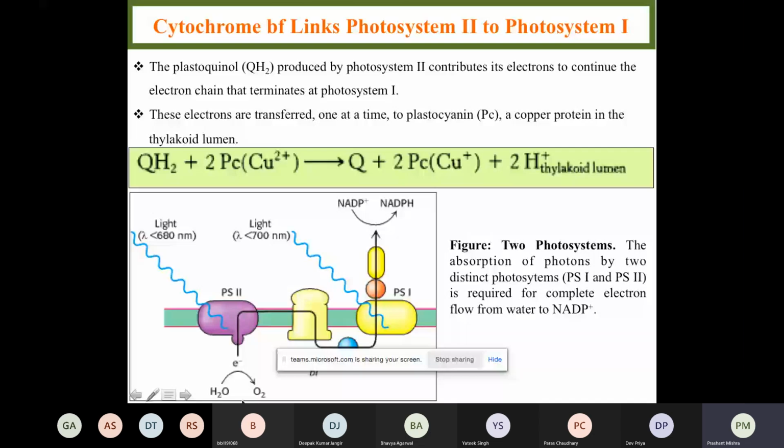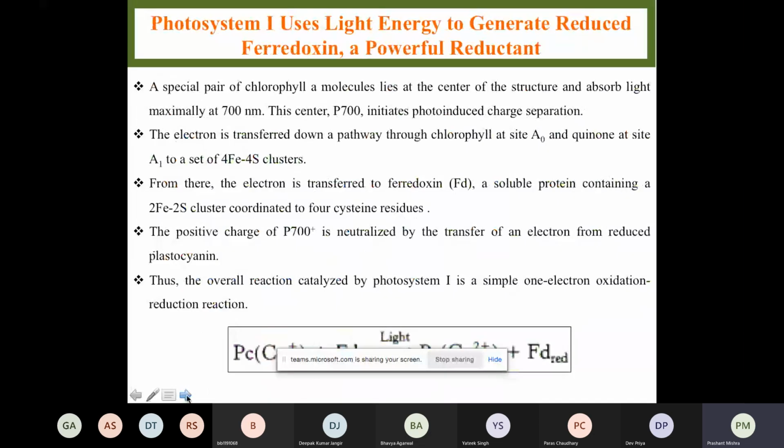My major concern is how the energy is being trapped from photons, and that is what we are going to explain. There are some important intermediate steps. For example, ferredoxin is another very important component of photosystem 1. Chlorophyll A lies in the center of the structure and absorbs light. Maximum absorption is at 700 nm, which is why it is known as P700, and it initiates photo-induced charge separation. So you will learn how these photons help in the whole process.